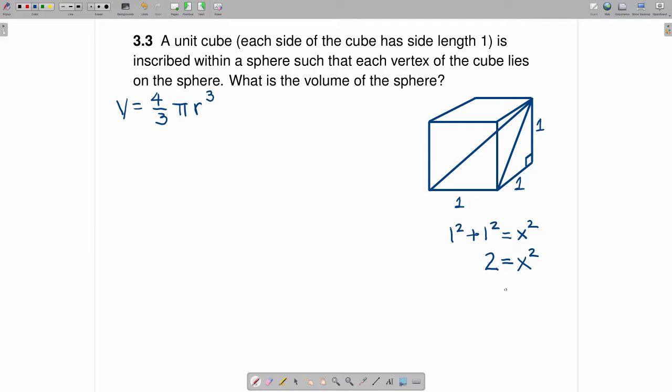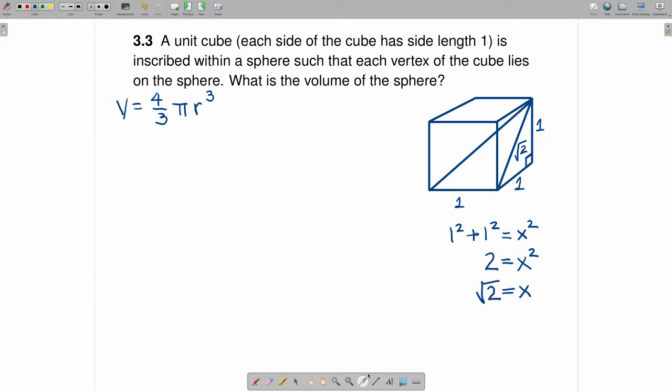And when you solve that equation by taking the square root of both sides, you will get x is equal to the square root of 2. We do not need a plus or minus in this particular case because we're talking about a length here. So that side right there has a length of the square root of 2.